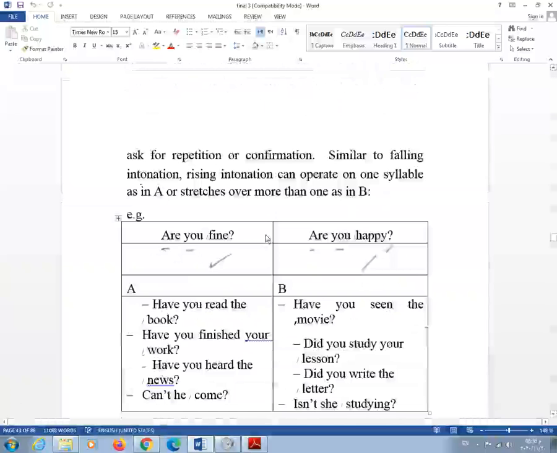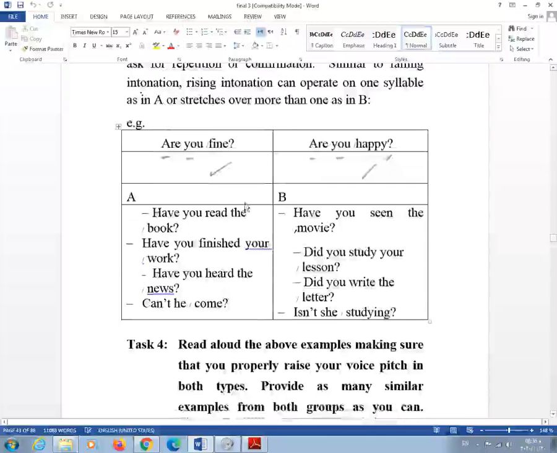Are you fine? Are you fine? Okay, are you happy? Fine, 1 syllable. And then, are you happy? You start low, as you see, and then we rise. And happy, 2 syllables. Hap is the first syllable, which is the tonic syllable, and we kept rising on it, as we said.